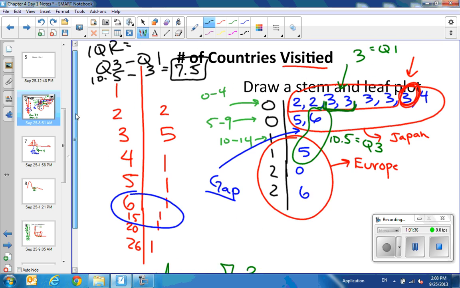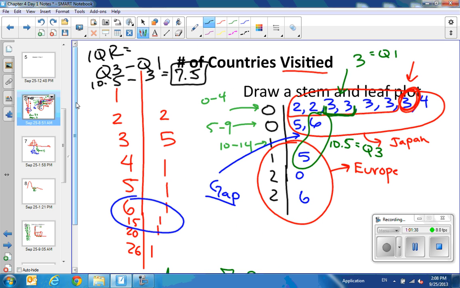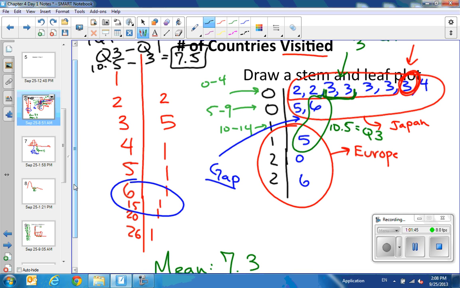Anyway, so the IQR is 7.5. What's the range? It's the max minus the min. It's 26 minus 2, and you get 24. That's the range. These are ways of measuring how much variability there is.